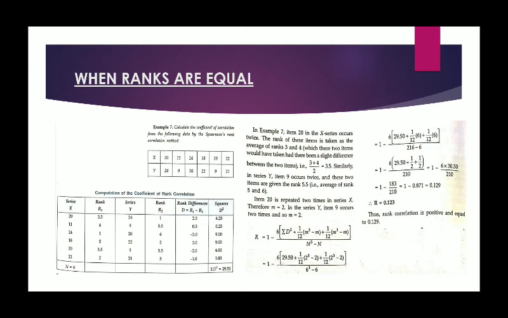Ultimately, you will get the value of correlation coefficient as 0.123. The rank correlation is positive and equal to 0.123. 0.123 is near to 0. That means there is low degree of correlation, though it is positive.